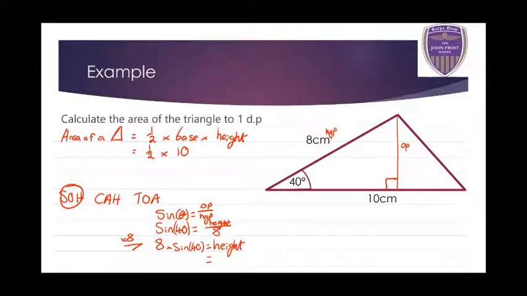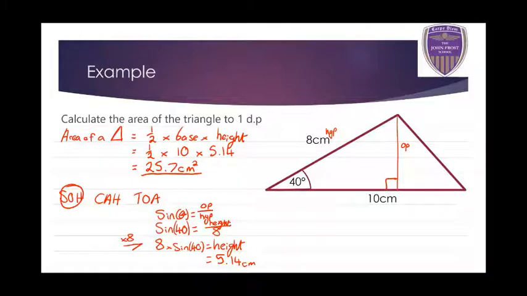If you type 8 times sine 40 into a calculator, that gives you 5.14, rounded to two decimal places. So to go back to our original area of a triangle, a half times 10, we now know our height is 5.14, so times 5.14. If you typed all that into a calculator, you would get 25.7 centimeters squared. So this is the area of our triangle.